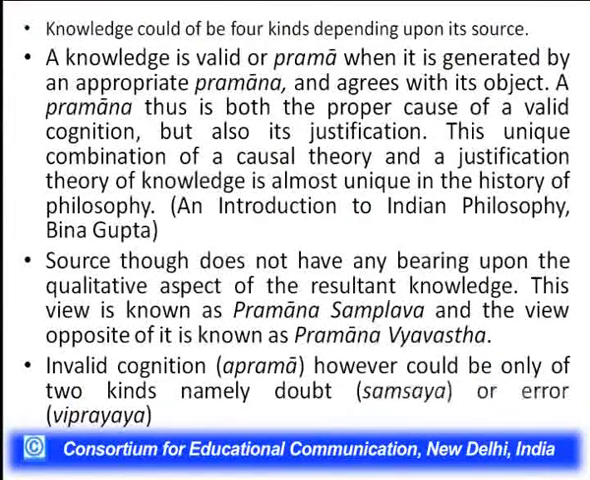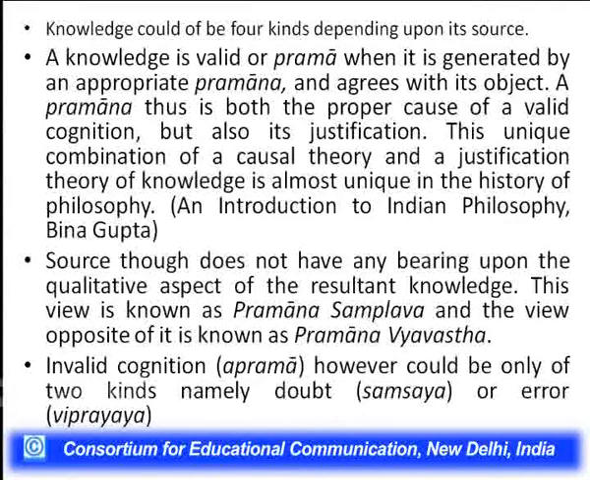Also, apart from that, invalid cognition could be only of two kinds, namely doubt, for which the word is sanshaya, and error. So cognition which is invalid could be of two kinds. One of them is doubt. Doubt is considered as aprama because it lacks certainty, because it doesn't come to us in the form of a well ascertained judgment. Because for the purpose of acting towards an object, the minimum requirement would be a well ascertained judgment.